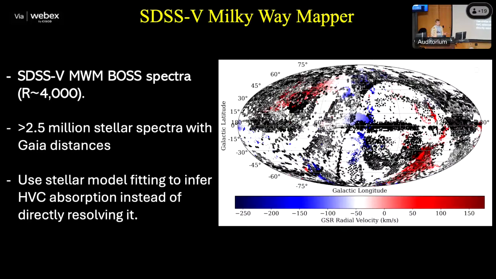Nearly every single one of these has distance estimates via Gaia and Bailer-Jones. The one caveat with using these, though, is that the BOSS spectrograph is medium resolution, only R of about 4,000, when typically you need several tens of thousands in order to resolve those individual velocity components, the stellar atmosphere from the ISM from the HVC.